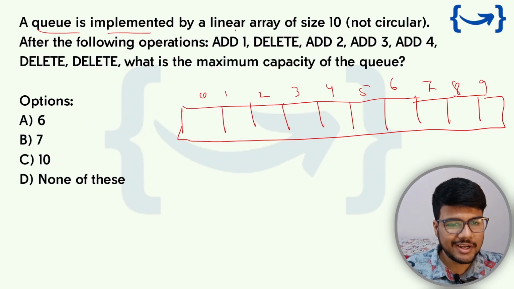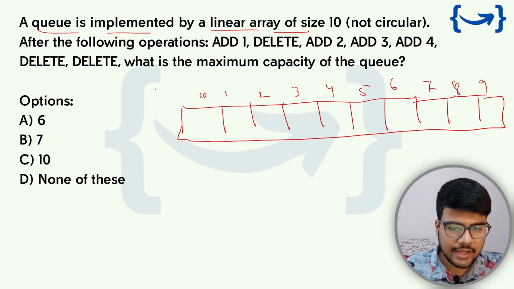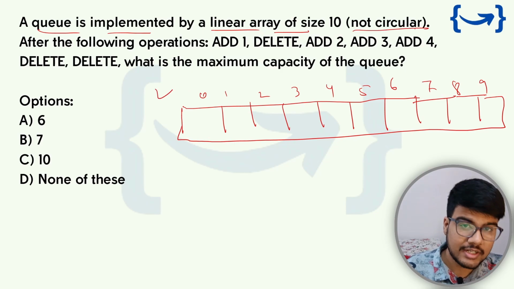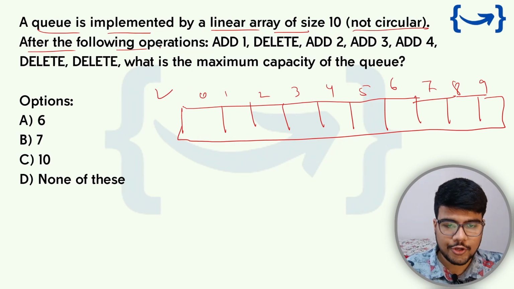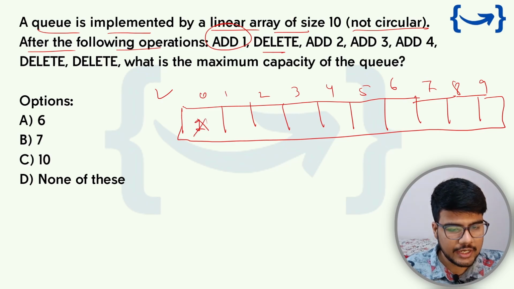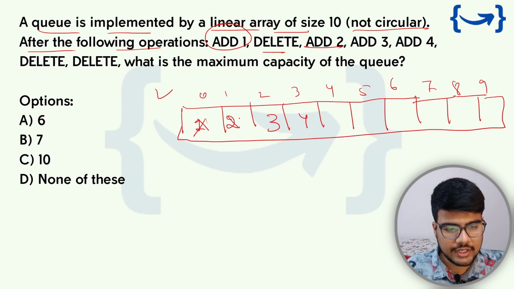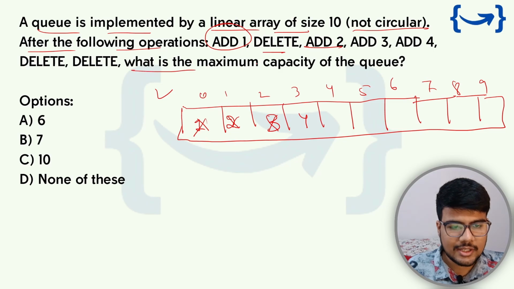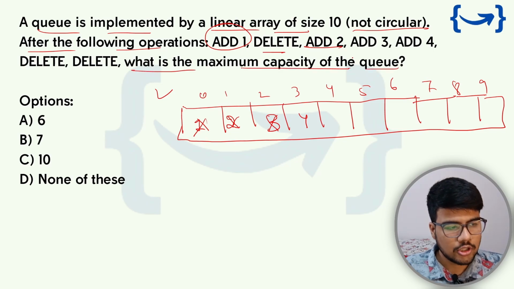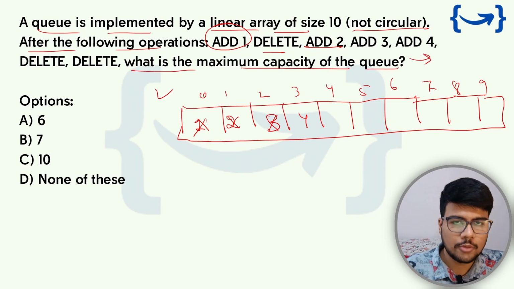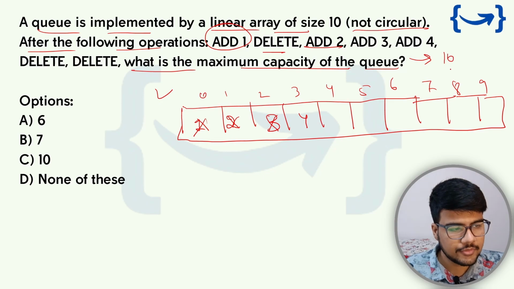A queue is implemented by a linear array of size 10. I have created it for you, not circular. It's a hint. After the following operations: add 1, delete. Add 1, then we need to delete it as we delete from the front end. Add 2, okay, add 2 is there. Add 3 is there. Add 4 is there. Now we need to delete. Okay, delete. Okay, done. So what is the maximum capacity of the queue? The maximum capacity when we are not putting any elements would be 10.